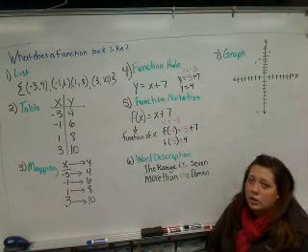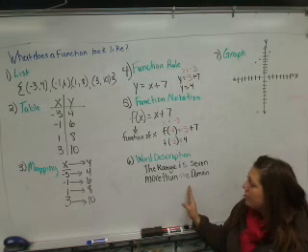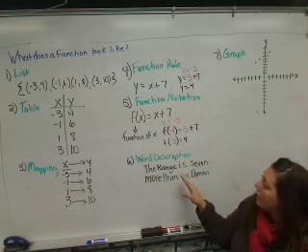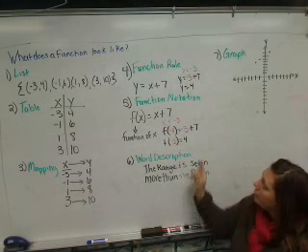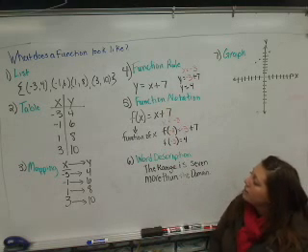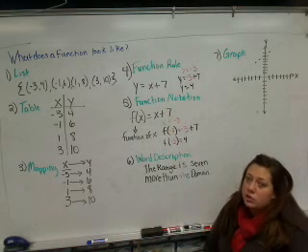The sixth way is a word description. So just stating that the range, or y, is 7 more than the domain. Okay, so word description is also a way to show a function.